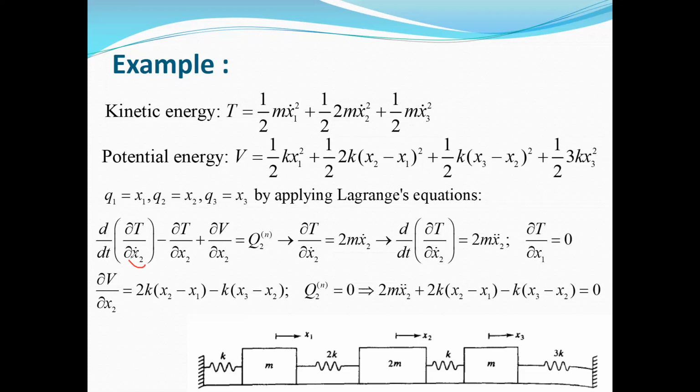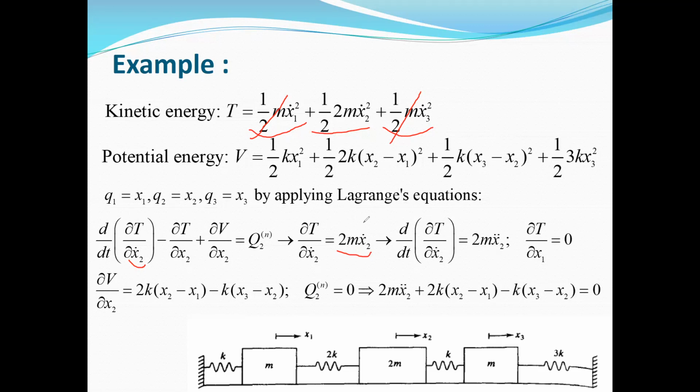So here the partial of T with respect to x2 dot, in the first term we don't have x2 dot, so this term is 0. In the second one we don't have x2 dot, so this is again 0, and only for the first one, which is equal to 2 times half times 2 times m times x2 dot, it will be equal to 2m x2 dot. This is the partial with respect to x2 dot.